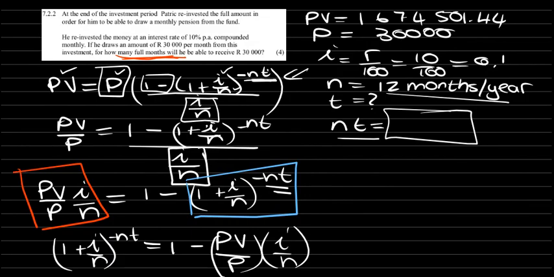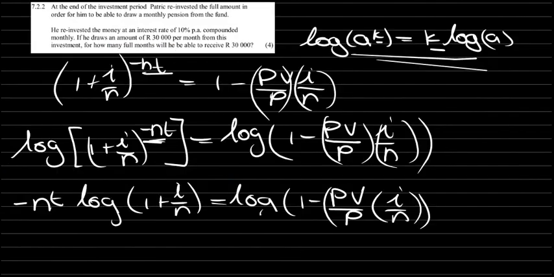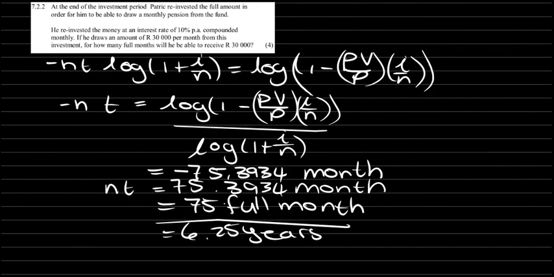And then whenever we're dealing with powers, there are going to be times where we might have to use logarithms, so we need to know our log laws. This is mostly the one that will be used when we are dealing with powers. Minus NT is a power, so to solve for NT you would need logarithms. So we are left with our answer at 6.25 years.